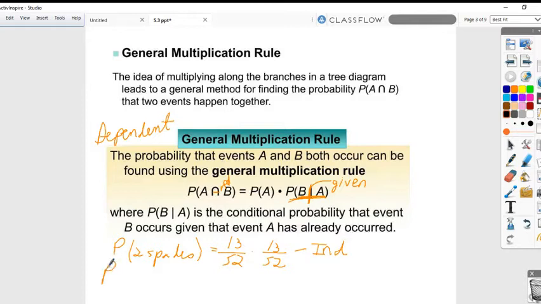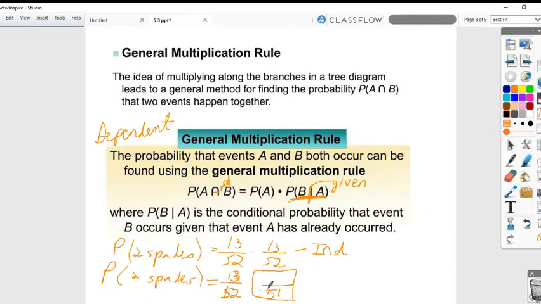An example of dependent is the same problem, but all I'm going to do is change up and say don't replace. So deck of cards, first probability in the deck of cards, 13 out of 52 times second one. Now, I don't replace. This second probability, which is called a conditional probability, depends on what I pulled out here. First of all, I had 52 cards. Now I only have 51.